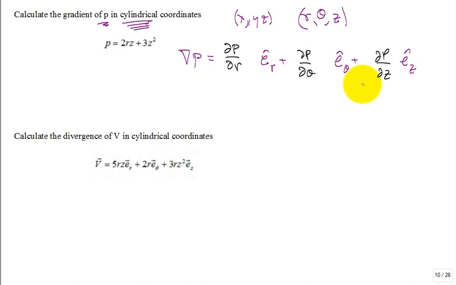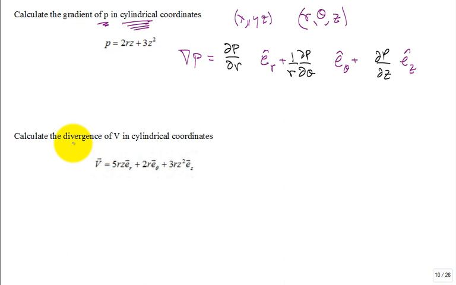I have one error. What's the error? What's the error? Yep, 1 over r, and we put it right there. True? All right, so once you know the formula, now it's pretty straightforward.